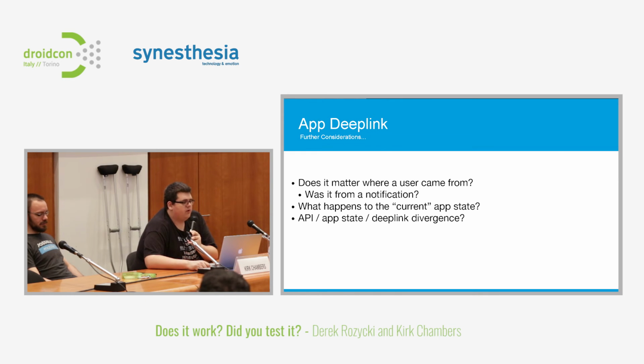And then an app deep link, where did the user come from? Was it from a notification? Was it from an email link, a Twitter link? What happens to the current state of the app they were in? What if they're in the app, they got a text message from their friend with a deep link? The app is still open, so what happens when they tap on that?